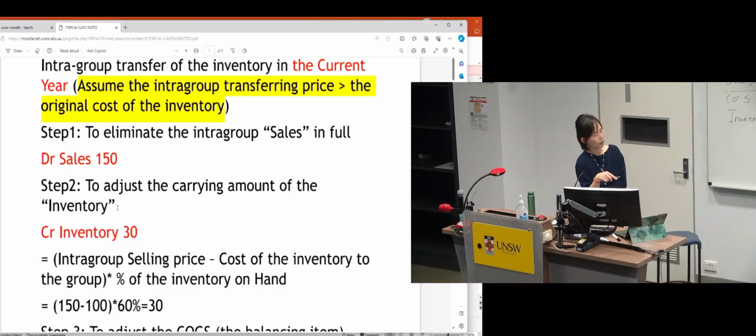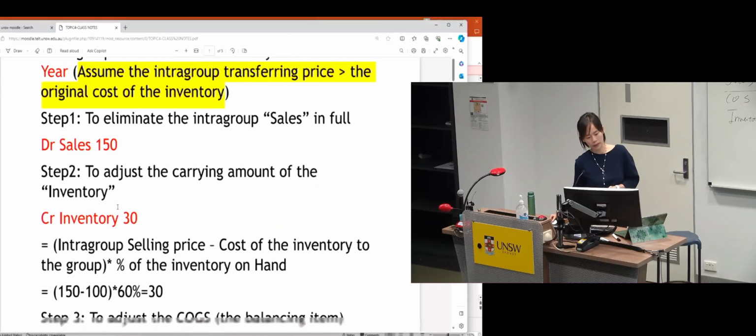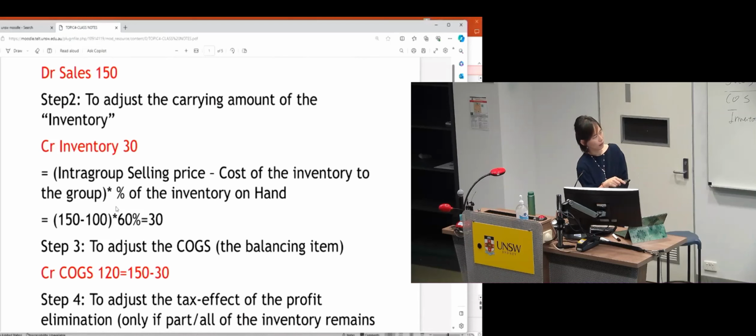Okay. Now moving on to step 3. You take the adjustment of cost of goods sold as a balancing figure. Okay, so take this as a balancing figure. So steps 1, 2, 3, you've got three line adjustments. Now step 4 is related to the tax effect entries.